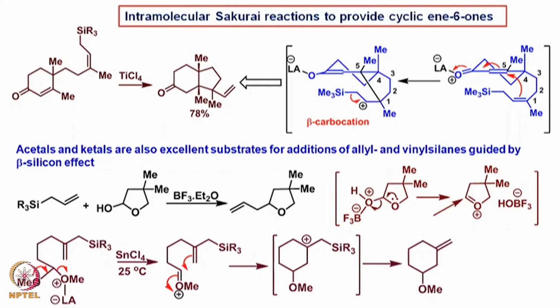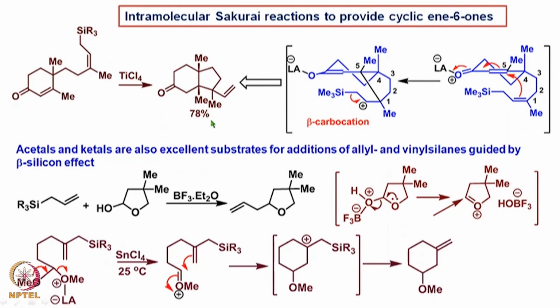Now we can look at the intramolecular Sakurai reaction to provide cyclic enone of this kind. When a substrate of this kind, in which there is a cyclic conjugated enone and an allyl silane moiety, is treated with titanium tetrachloride, a Lewis acid, a bicyclic ketone of this kind is formed, which is an ene 6-one. So 1, 2, 3, 4, 5, 6.